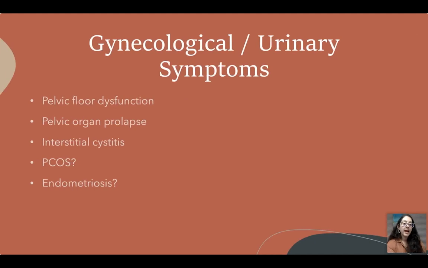Okay, so gynecological or urinary symptoms, this list is not extensive. There's so many other things that can be said here, but pelvic floor dysfunction is definitely something that I commonly see. Pelvic organ prolapse, interstitial cystitis, or just urinary frequency, urinary urgency, not necessarily with pain. And then PCOS and endometriosis. These are not links that have been fully sussed out in the literature, but I've been commonly seeing a lot of PCOS with my patients that have EDS, and some endometriosis as well. So that's something I always keep in mind too.